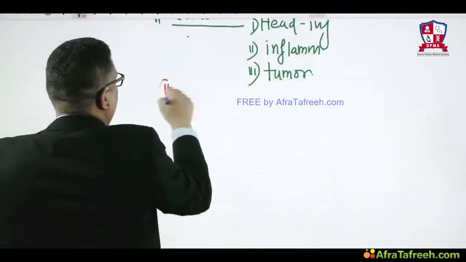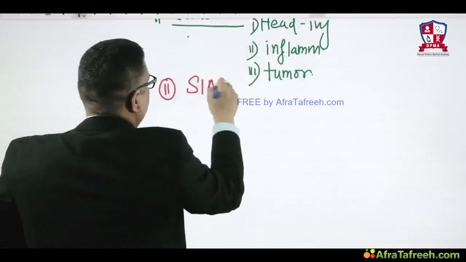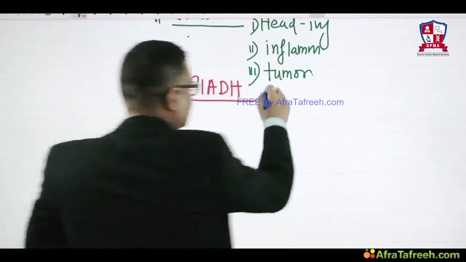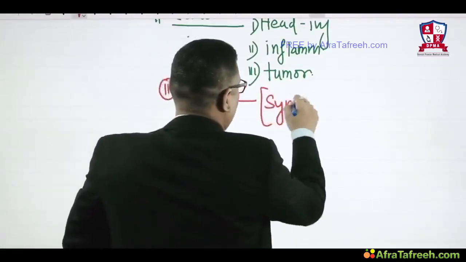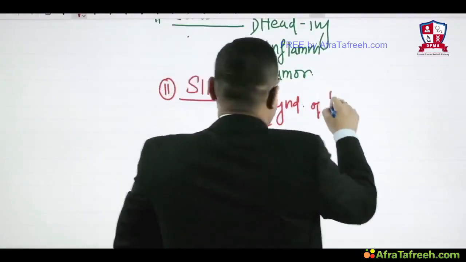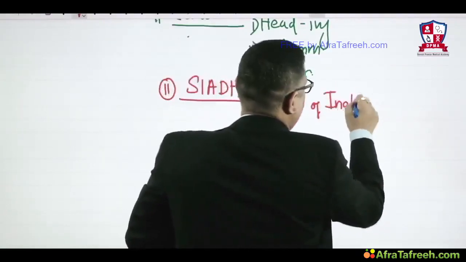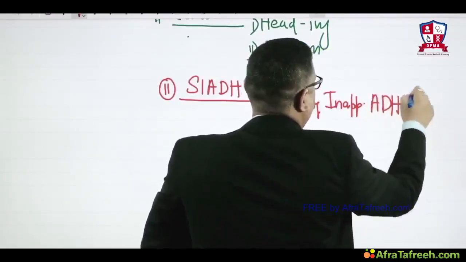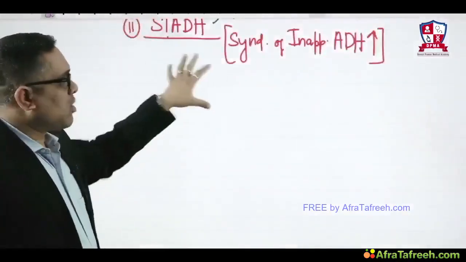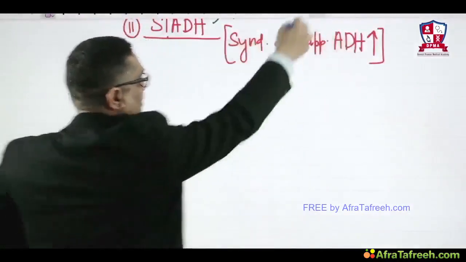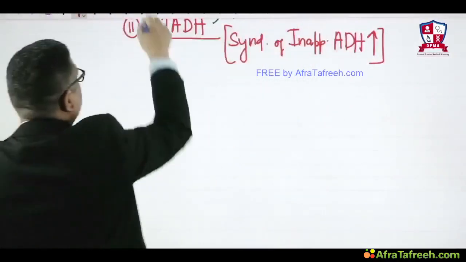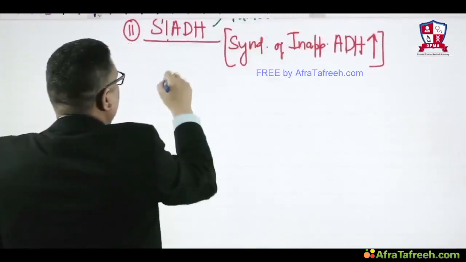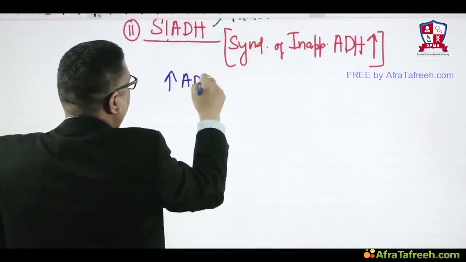There is another interesting condition that is called SIADH. There is a second important condition which we should remember, called SIADH, syndrome of inappropriate ADH secretion. So what happens in syndrome of inappropriate ADH secretion? In this patient, there will be an excessive amount of ADH secretion, right?